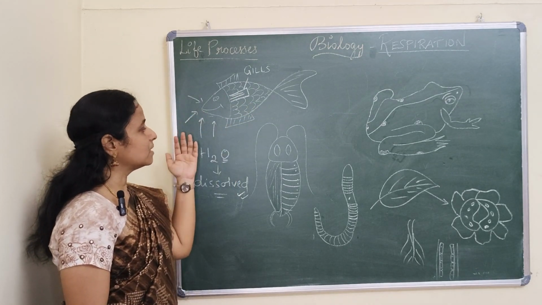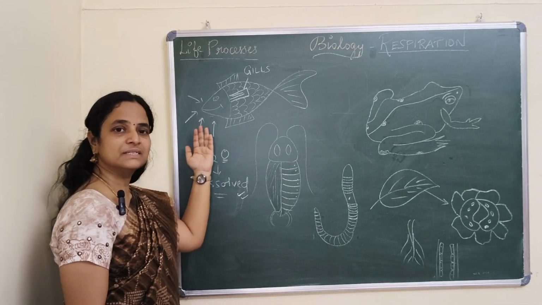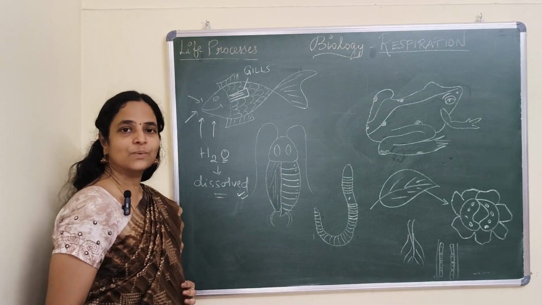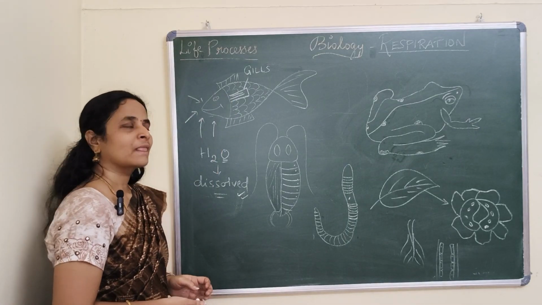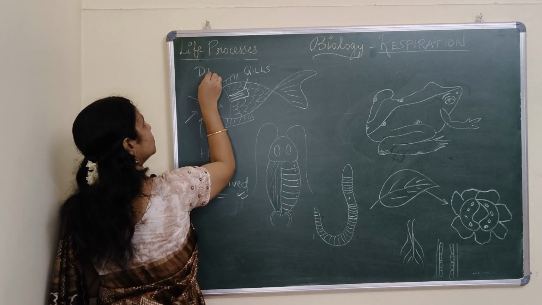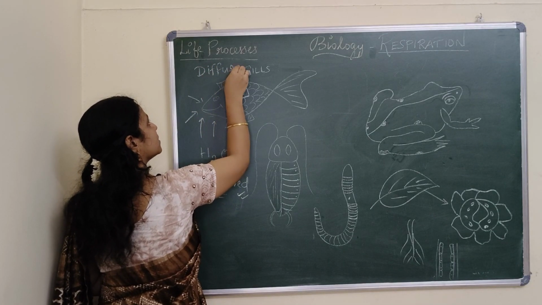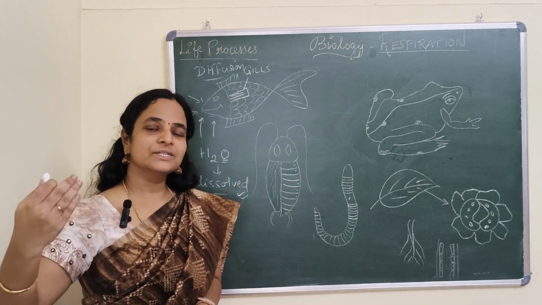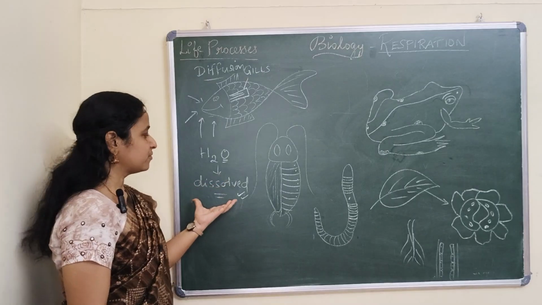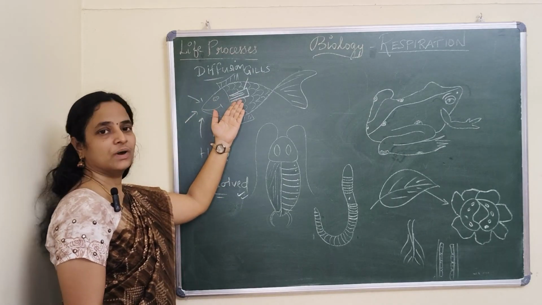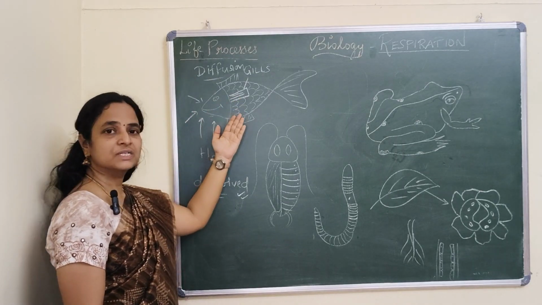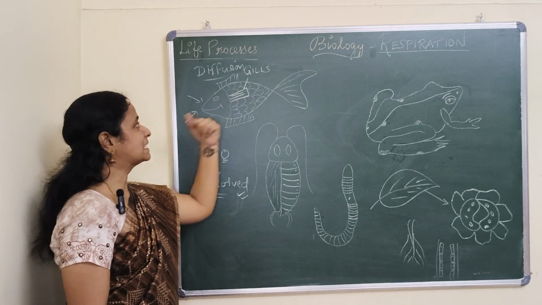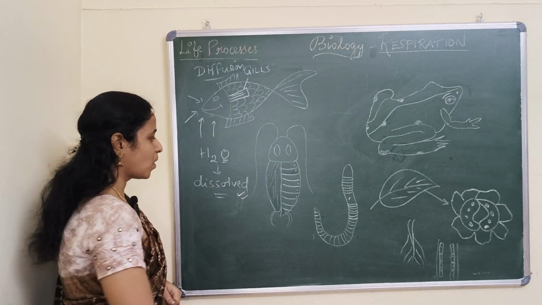So how does the movement take place in the fish? How does the dissolved form of oxygen enter the gills? What is the process behind it? Very good. The process is diffusion. I already told you diffusion is the movement of molecules from higher to lower concentration. So from a higher to a lower concentration, movement of oxygen molecules takes place. And which is the respiratory organ for fish? Gills.